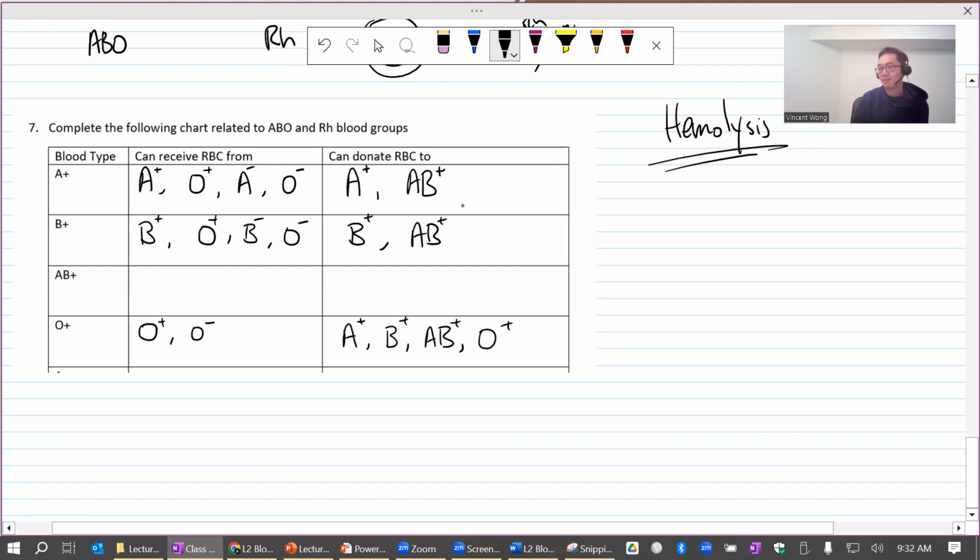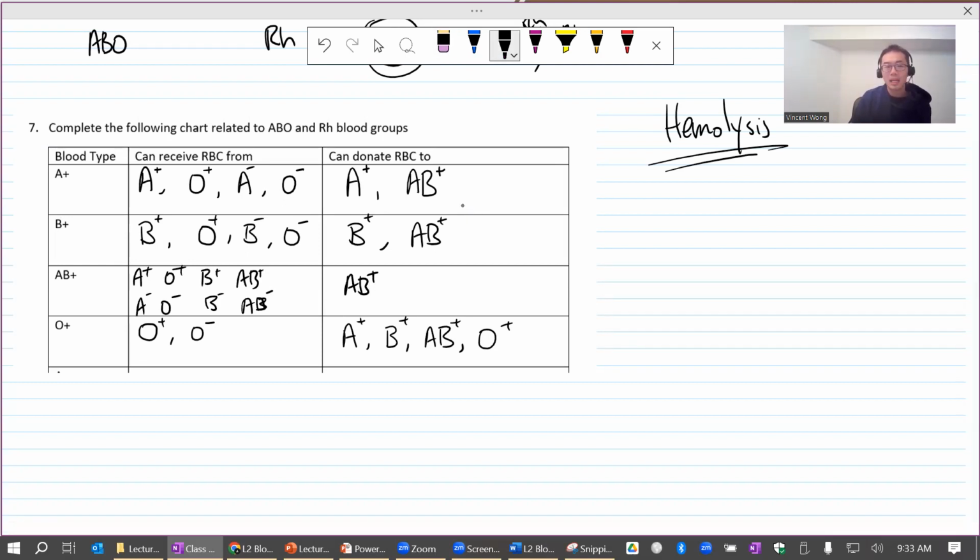Yes, go ahead. So is AB plus like it's like all blood types, right? Can receive from, yeah. If you're AB plus like me, we've hit the jackpot. We can get it from everybody. For RBC, of course, I'm talking about. Remember, rules for plasma are different. And you can only give it to AB positive.